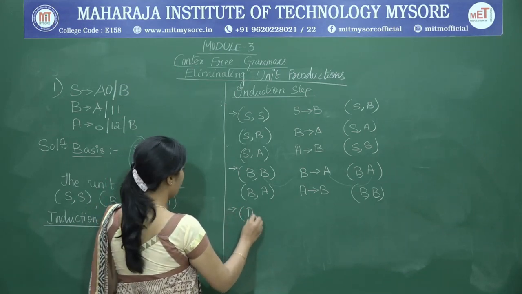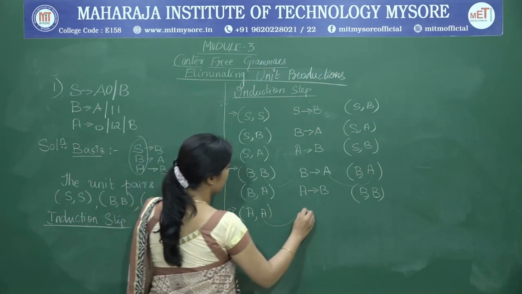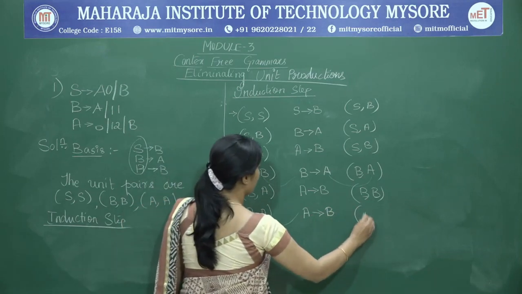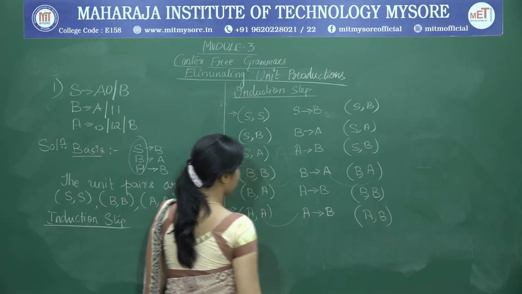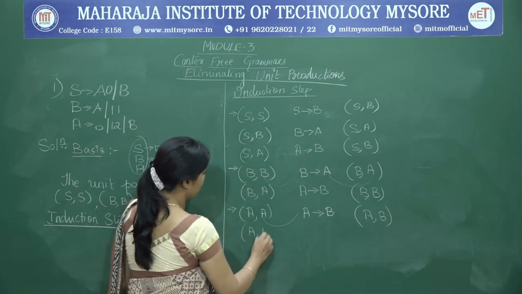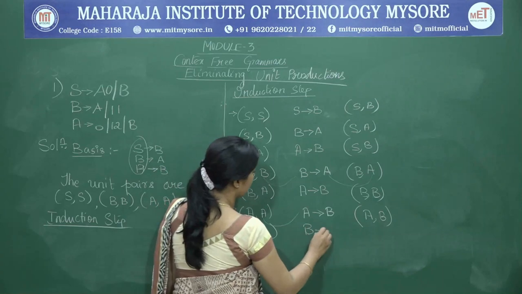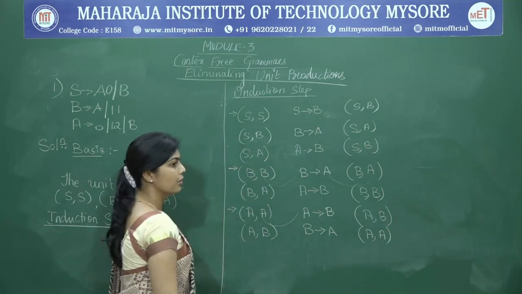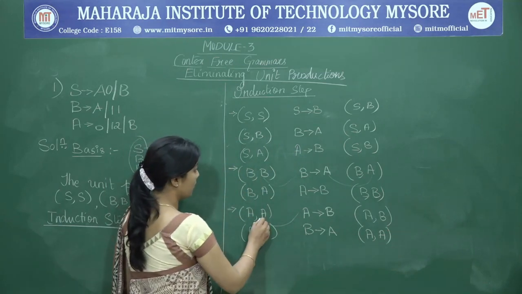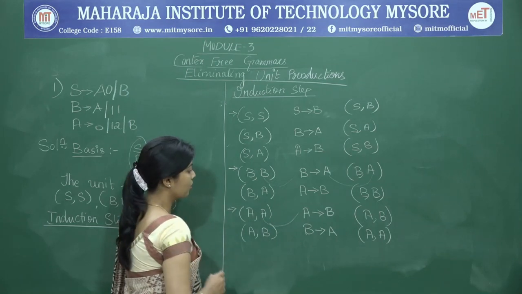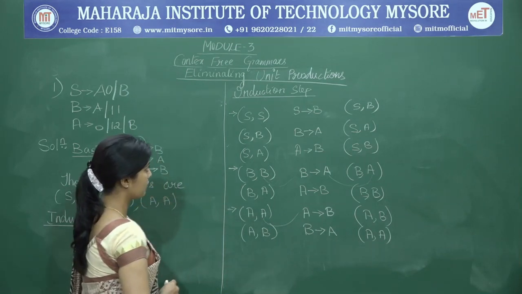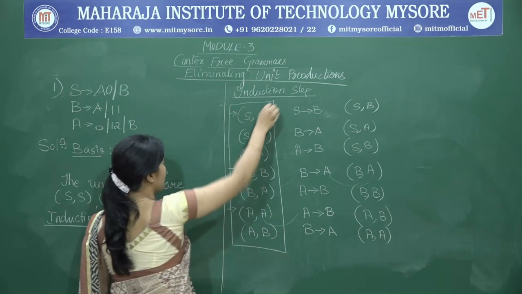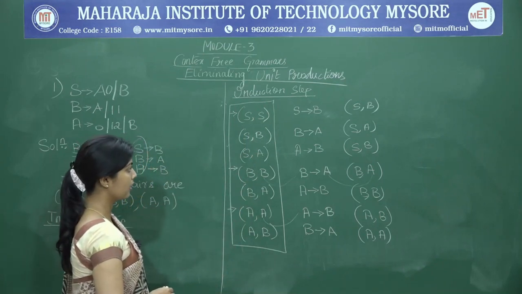Next, we will consider A comma A and see if this A has a unit production. It has A goes to B. Therefore, A comma B is the new unit pair. Next, consider A comma B. Next, we have B goes to A. Therefore, A comma A is the new unit pair, which we have already considered. So, there is no need to look for more unit pairs. These are now the set of all unit pairs which can be formed from the grammar.